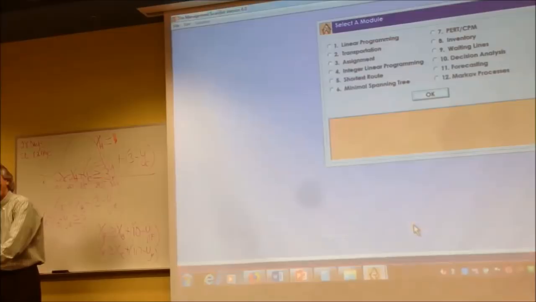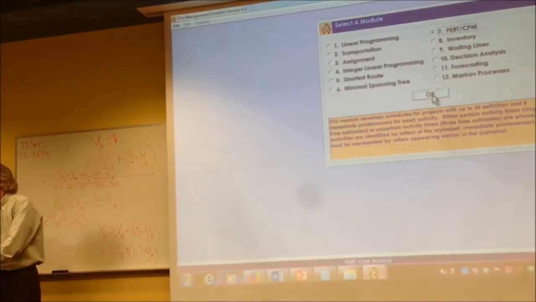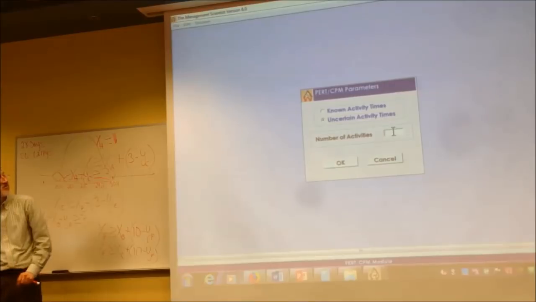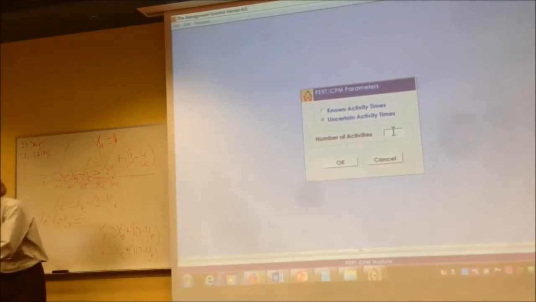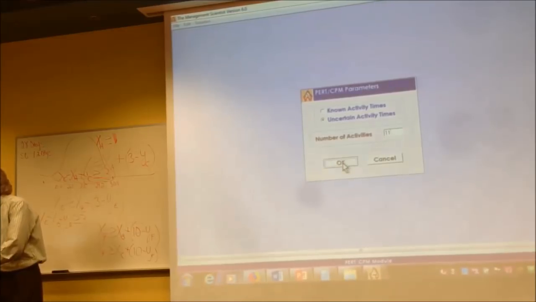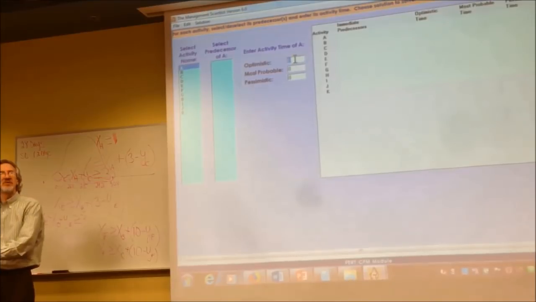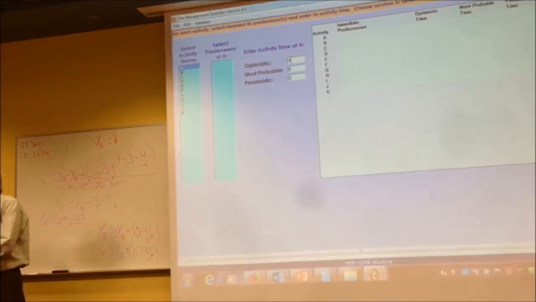Okay, camera's rolling. I'm going with the module for project planning, per CPM. Open it up. We're going to do a brand new one. This is uncertain activity times this time, and the number of activities. How many activities are on that page? 11. 11, thank you. 11, hit OK. Looks just like that. We'll start with A. A 3 times. Was it 4, 6, and 8? Yes. 4.